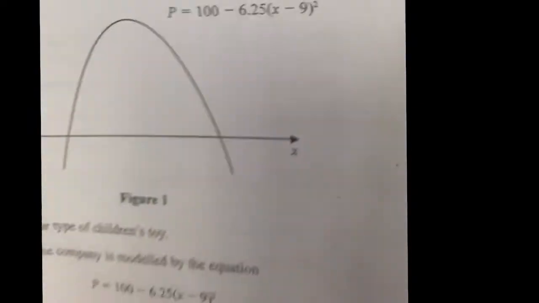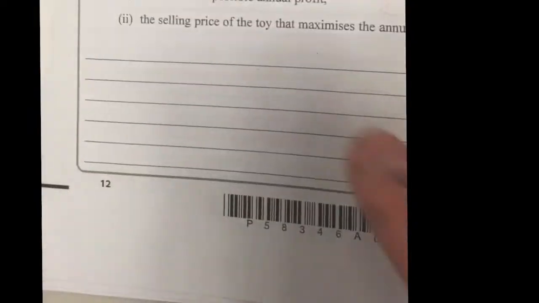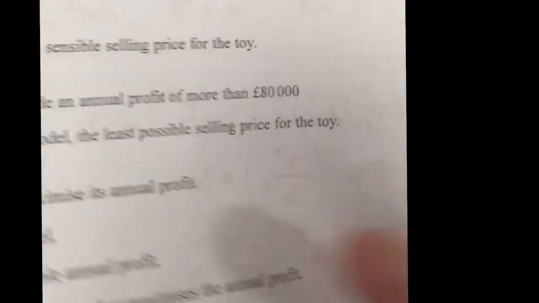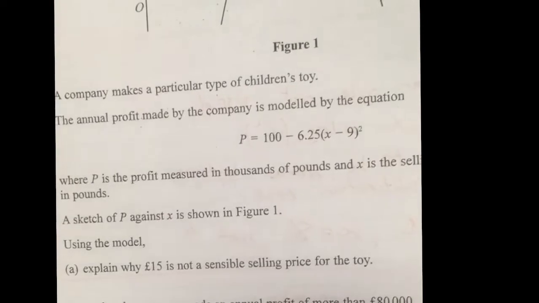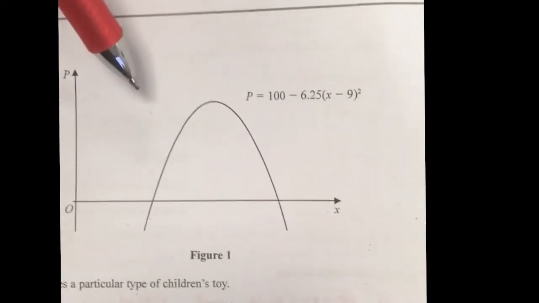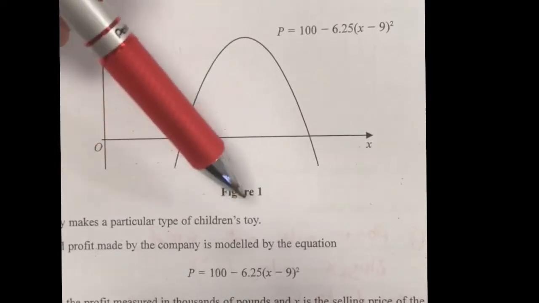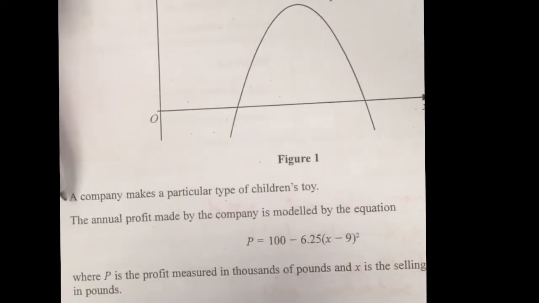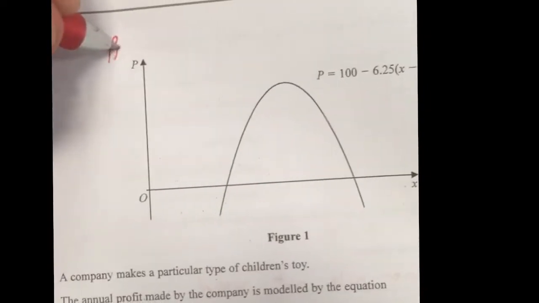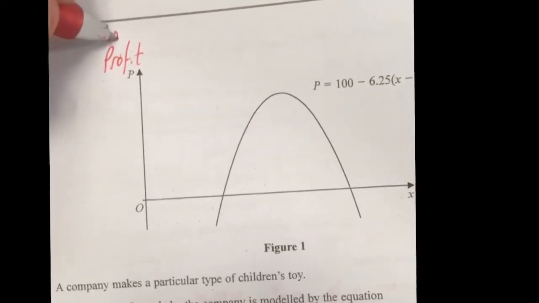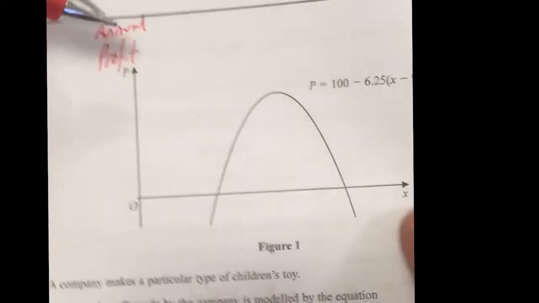Okay, next up we've got a modelling question which I didn't leave enough space for, so we've got some more paper here as well. And the trick to these is just spotting what type of pure maths they're actually asking about. So we've got this graph showing a company makes some toys. I'm told the annual profit is given by this. So P is profit. So let's write that up here. What annual profit? And then X on the x-axis.